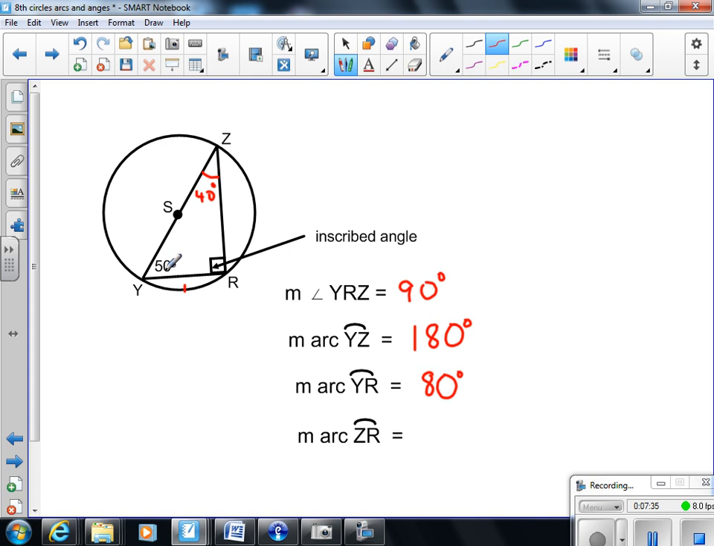Okay, if its inscribed angle is 50, then the measurement of the arc will be twice that much, and we have 100 degrees. Now, we've covered all three sections of this circle, so those should total up to be 360, and I believe they do. Okay, do you have any questions about inscribed angles and the measurements of the arcs that they produce?